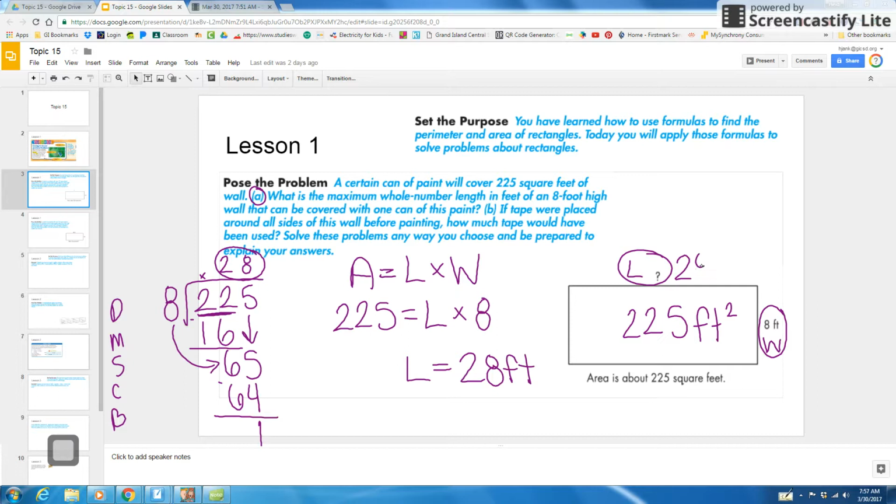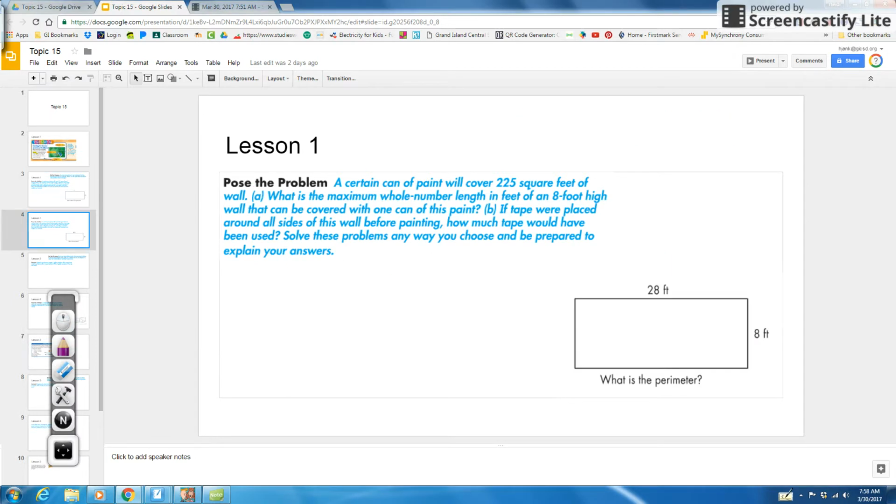Okay, so this side is 28 feet. So that can of paint could cover a wall that would be 8 feet high and 28 feet wide, or length, or long. So that is how you can find the same thing. If we would have given you the 28 feet, you could have used that with the 225 to find the 8 feet. Okay. All right, let's take a look at a perimeter problem now.